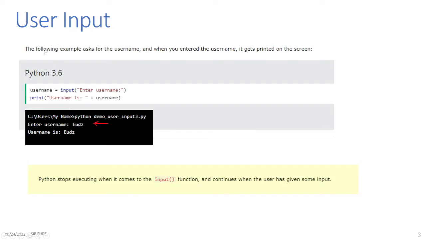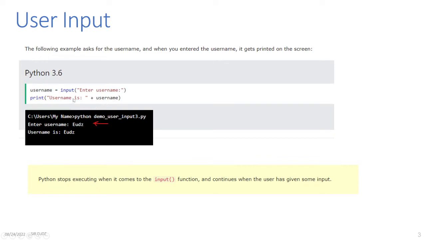The following example asks for the username, and when you enter the username, it gets printed on the screen. So here we have an example. username = input("Enter username"), and then print("Username is" + username).